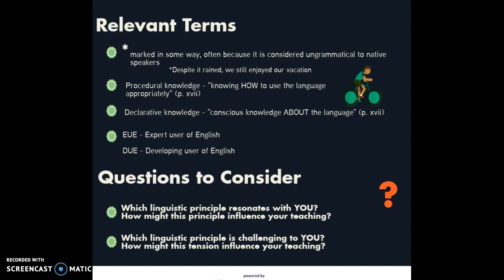And here are the questions that I want you to consider. Which of those linguistic principles resonates with you? Which one made you think, oh yeah, that's right? And how might that principle influence your teaching? And which of those principles might be really, really challenging to you? And how might that tension influence your teaching?